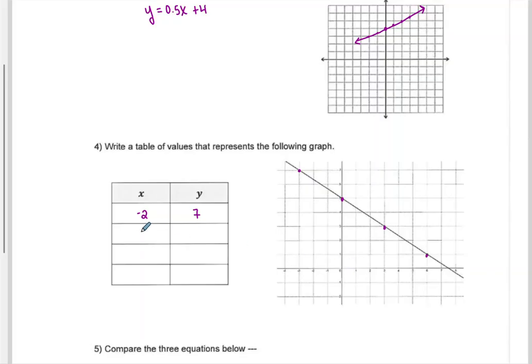My x value is at 0. My y value is at 5. 3 goes to 3. And then 6 goes to 1.